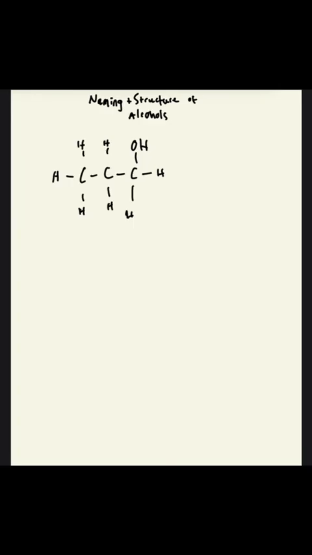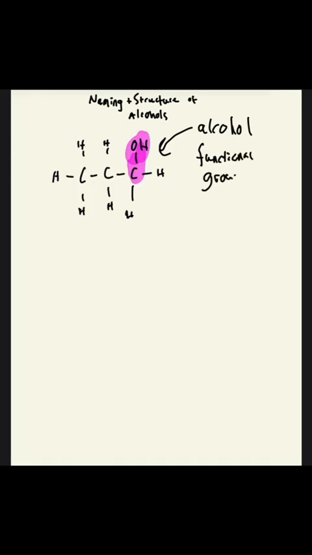Now, the thing that makes it an alcohol is the presence of this OH group here. So this part, this bond here, that's called the functional group. That is the alcohol functional group. That OH group doesn't have to be on the end carbon. It can be anywhere in the carbon chain. And that is the alcohol functional group.